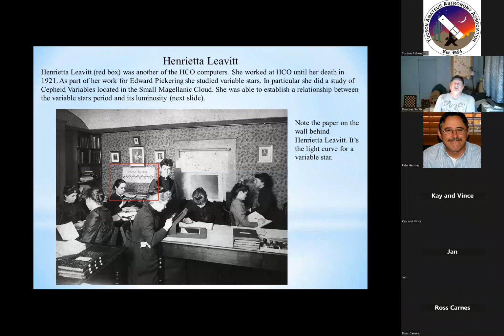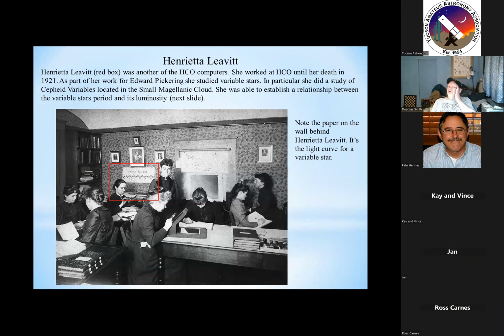Let's go back to this picture again. Like I said, I love this picture because of the people that are in it. Henrietta Leavitt, she also was what's called one of the Harvard College Observatory computers. She's the gal in the red box there. She worked at Harvard College Observatory until her death in 1921.